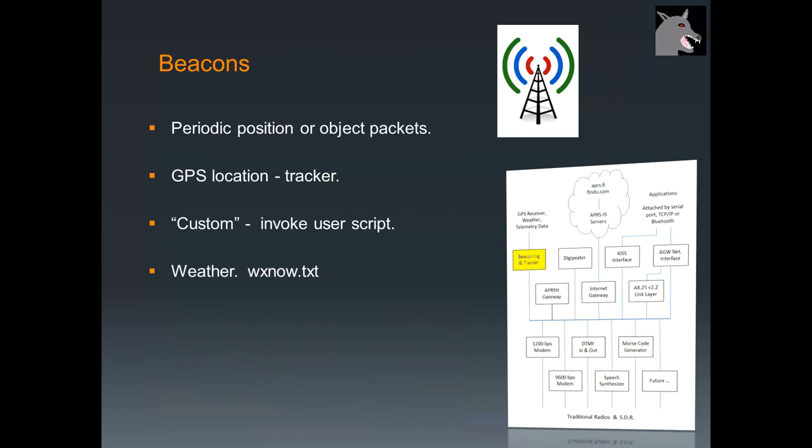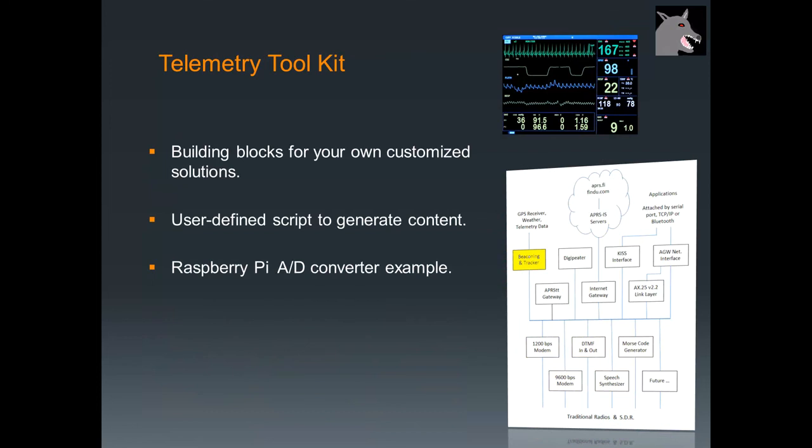So here above the second line, we have different things that either produce packets or consume them. Beacons are automatic periodic transmissions, and these could be locations, a car or a house or whatever. If the location comes from a GPS receiver, then you have a tracker. Custom beacons, of any sort of user-defined content that you want to put in them. And some people use this for broadcasting weather reports. I've seen people use it to show like a repeater's amplifier temperature.